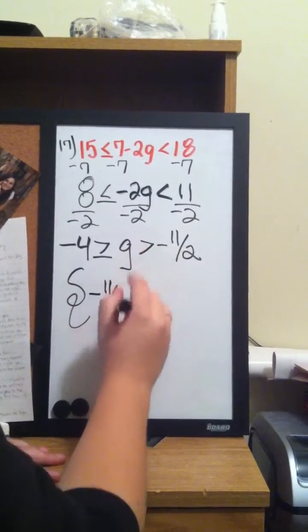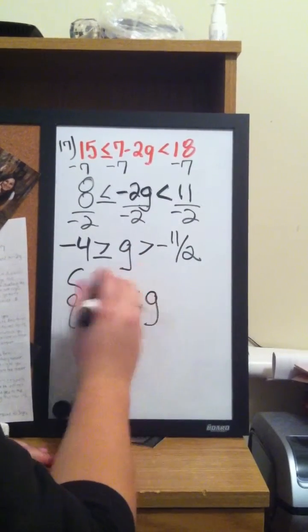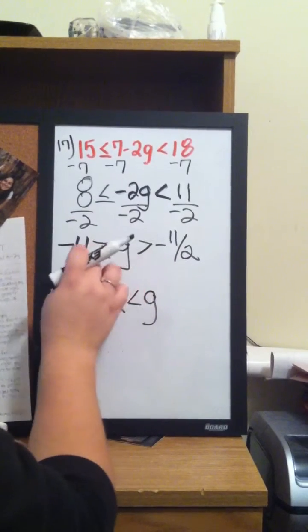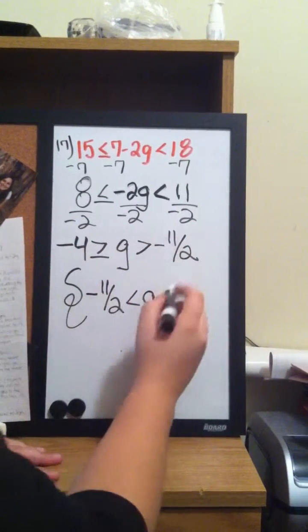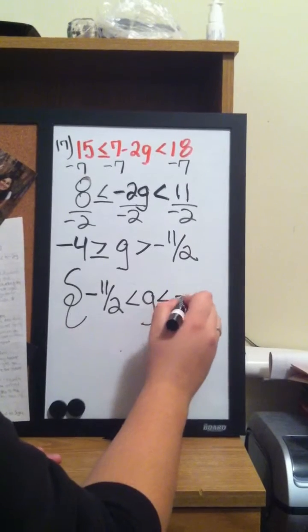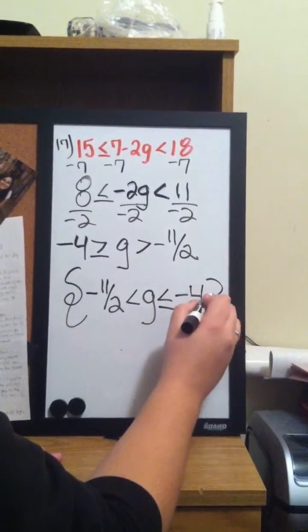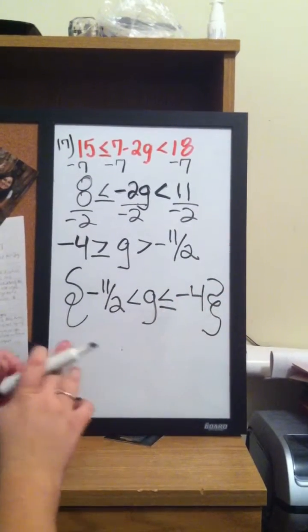Negative 11 halves is less than g, and g is less than or equal to negative 4. And the curly braces.